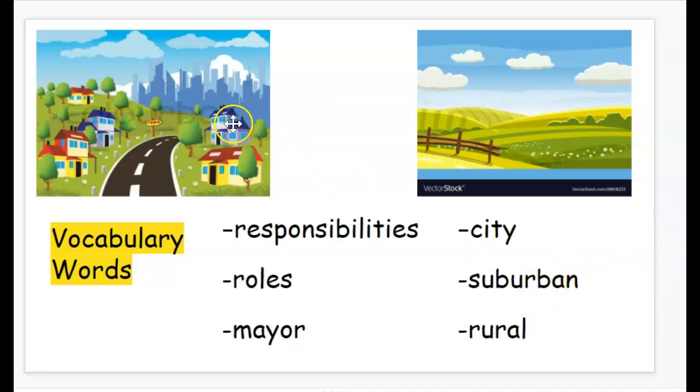Suburban. Suburban is the residential area outside of the city. So it's where homes are outside of the city. And rural is where there are few people and lots of open land. You might say it's the country.